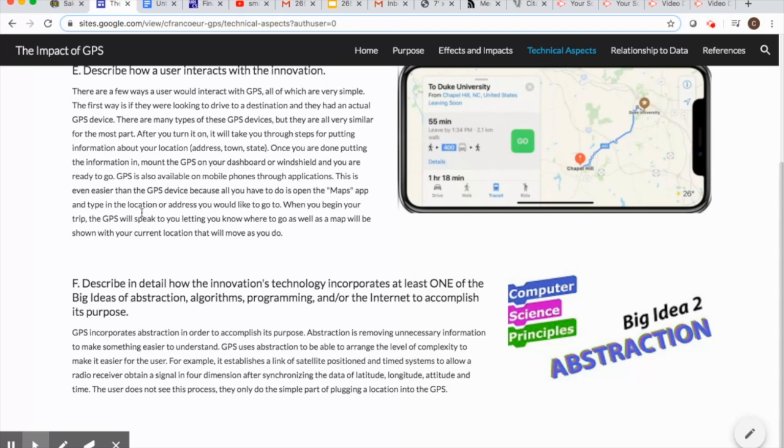Describe in detail how the innovation's technology incorporates at least one of the big ideas of abstraction, algorithms, programming, and or the internet to accomplish its purpose. GPS incorporates abstraction because it establishes a link of satellites positioned and timed systems to allow a radio receiver to obtain a signal in 4 dimensions after synchronizing the data of latitude, longitude, altitude, and time, which is very difficult. So the user does not see this process. The only part they do see is the simple part of plugging their location into the GPS. That is abstraction because it is just removing unnecessary information to make something easier to understand.